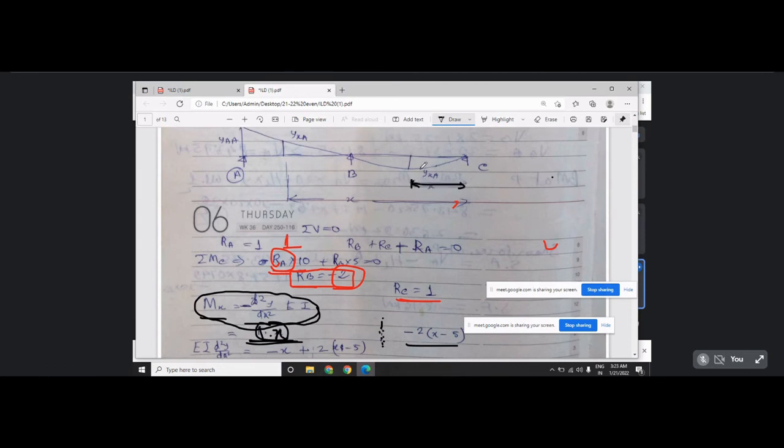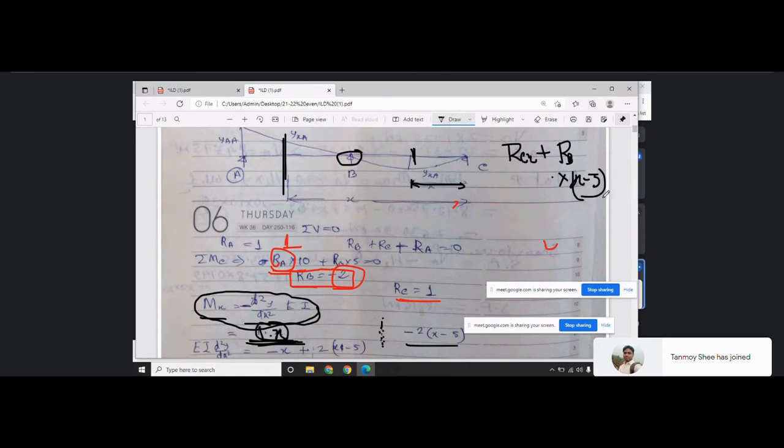So what should be the bending moment here? RC into x. That means RC is 1, so this is 1 into x. But if x is situated here, what should be the bending moment next? RC into x plus RB into, in that case b comes into picture, RB into x minus 5.